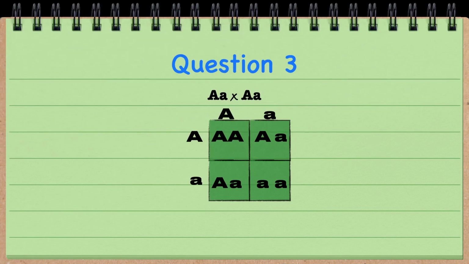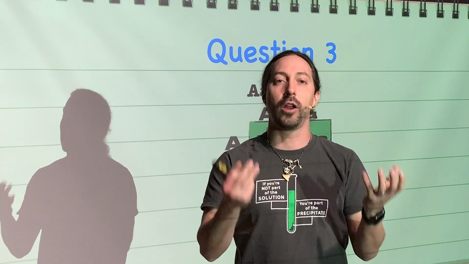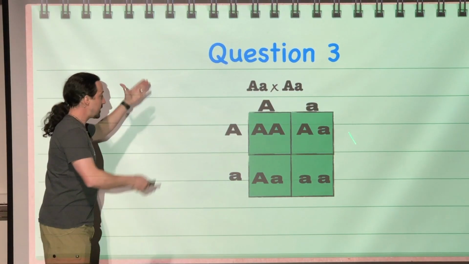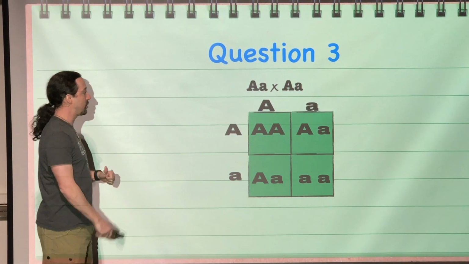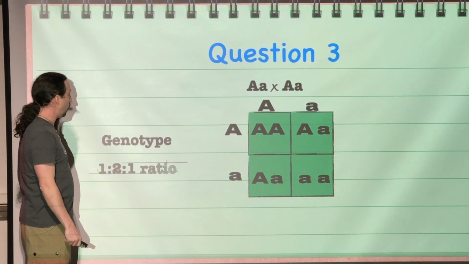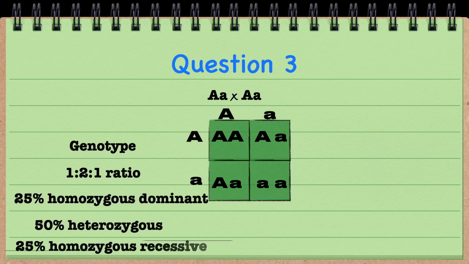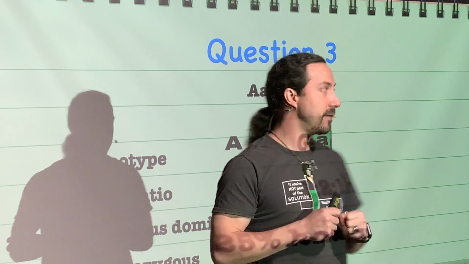And now our last one, which was a heterozygote crossed with a heterozygote, which is exactly what our example was with our yellow peas. So you can see, again, that this is a 2x2 square that we would have. This shows us our genotypic ratio would be a 1-to-2-to-1 ratio. That would be 1 homozygous dominant, 2 heterozygotes, and 1 homozygous recessive.